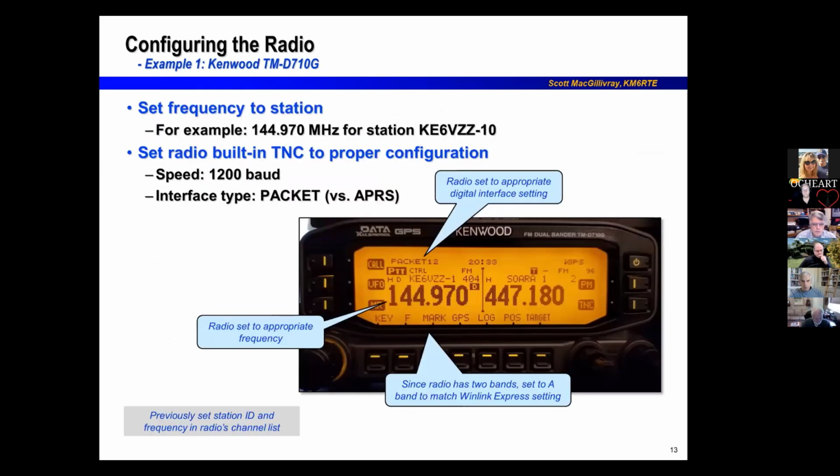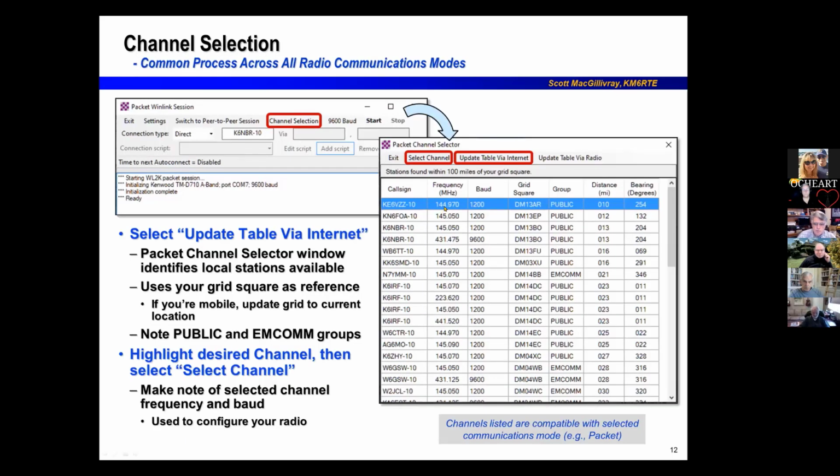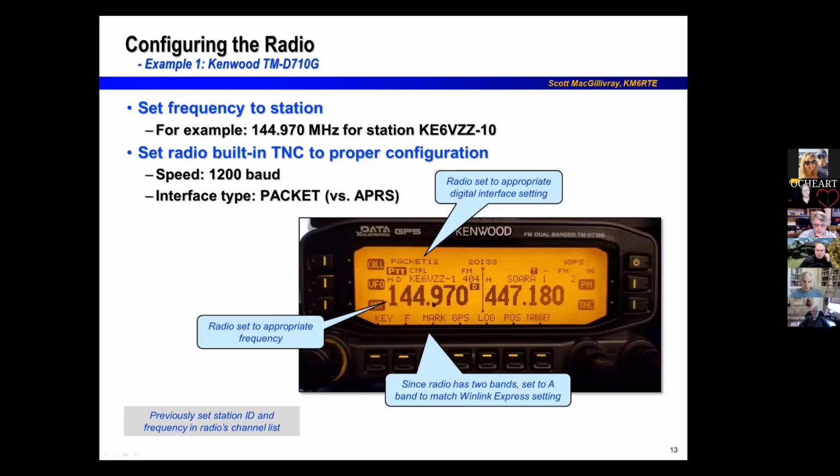Okay, so now we go back to the radio, and I remember I selected the KE6VZZ10, so you have to either write that down or remember it. Back here, it says the frequency is 144.970. So program the radio to 144.970. And then again, in my case, I put all these into my channel listing. So all I do is go to channel 404. So I type in 404, and then basically here's the channel.